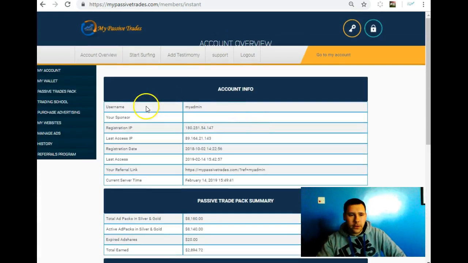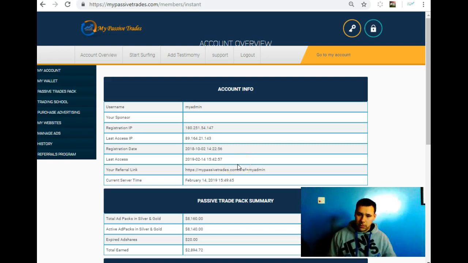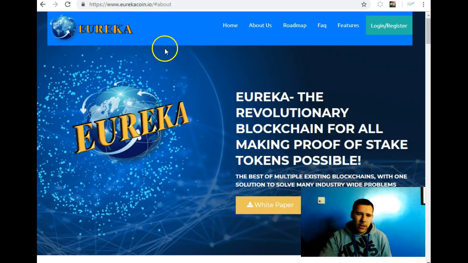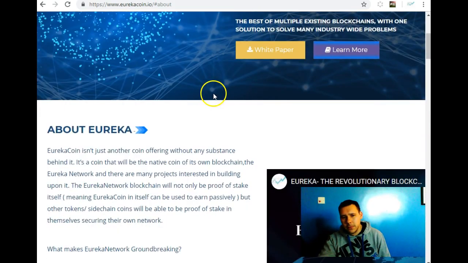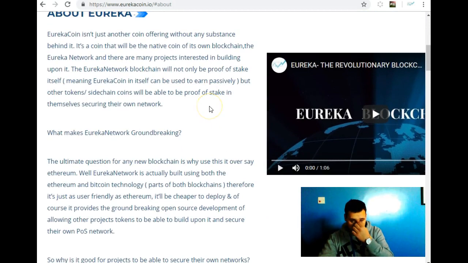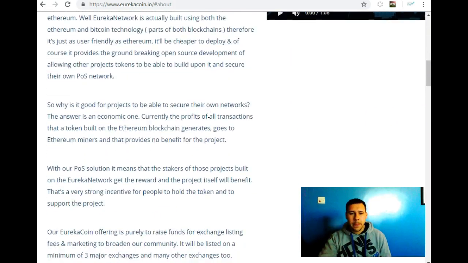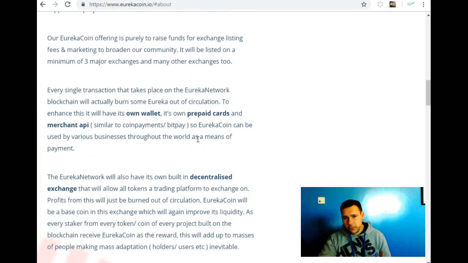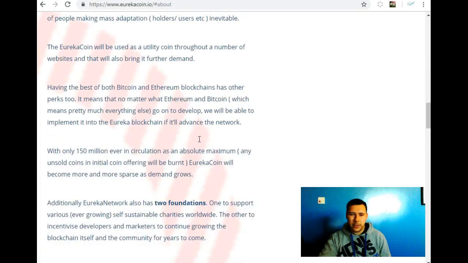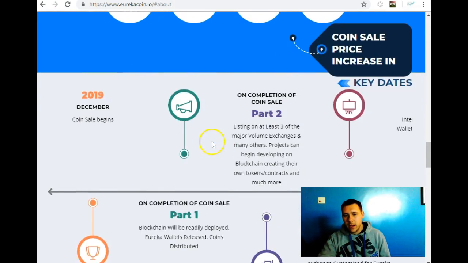So that's a bit of an overview with my passive trade, but now I'm going to jump across to Eureka Coin. Eureka Coin is our very own development, and I'm going to tie this in with my passive trades. Eureka Coin is our own blockchain development, making proof of stake tokens possible. It's our own blockchain where tokens will be able to secure their own network via proof of stake, which is becoming the future.